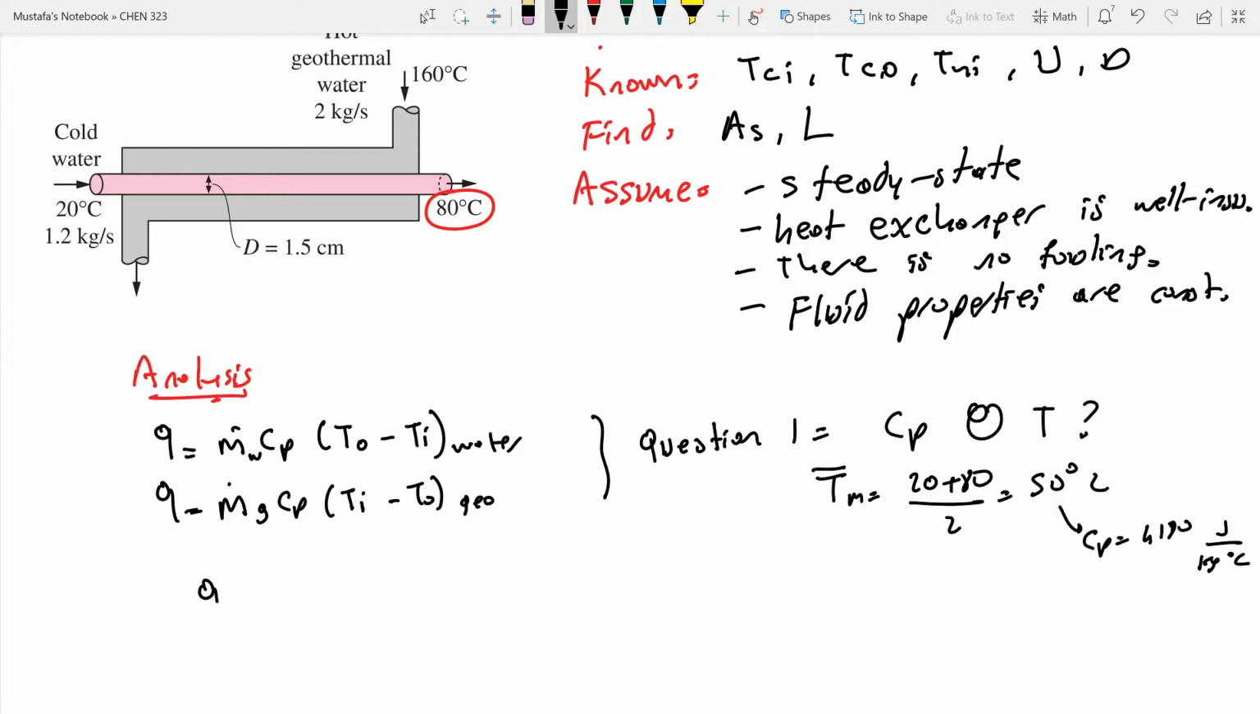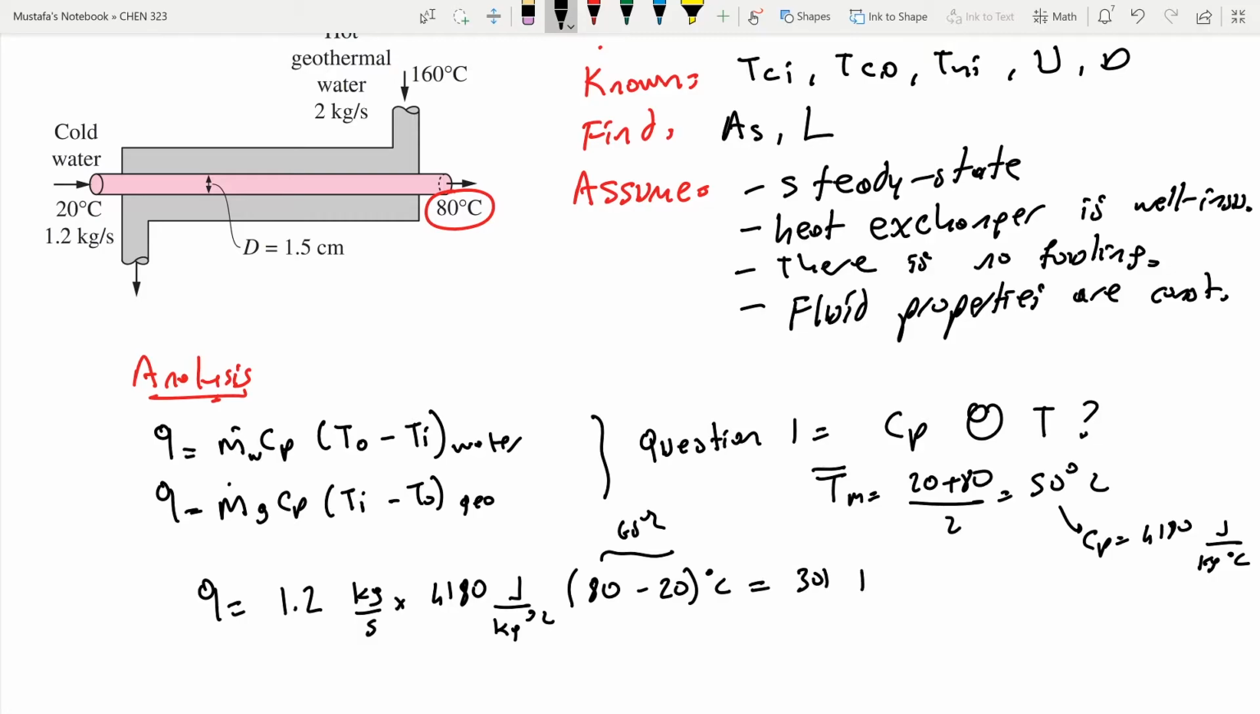So we can calculate Q based on this information. Mass flow rate for water is 1.2 kilogram per second. Cp is 4180 joule per kilogram per Celsius. The temperature difference is 80 minus 20, in Celsius, so this is 60 degrees Celsius. So we have 301 kilowatt.